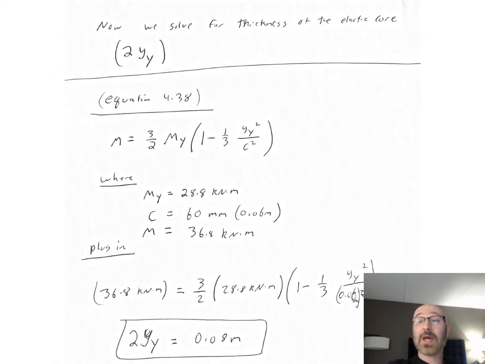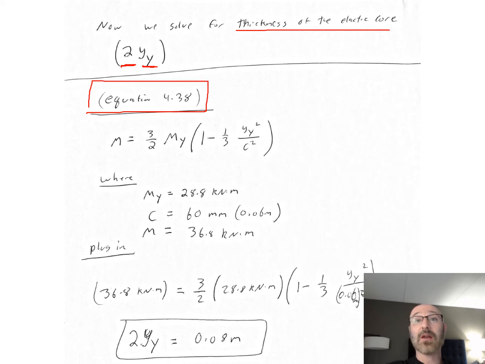So now that we have that max elastic moment, we can move on to the next part, which is what they asked us to solve for here, and find the thickness of our elastic core. So we recall this as 2 times y sub y, because y sub y is half the thickness, so 2 y sub y is the full thickness of that elastic core. Now where can we get this ratio from? Well, we can get this from equation 4.38 in our textbook, where we have the moment M equal to 3/2 times the M sub y that we've just solved for, times 1 minus 1/3 y sub y squared over c squared. So we're getting closer there, the squared term, but that's what we want to back out, is that y sub y out of this here.